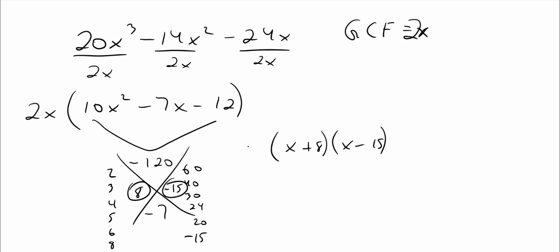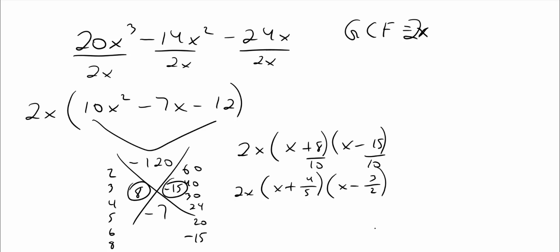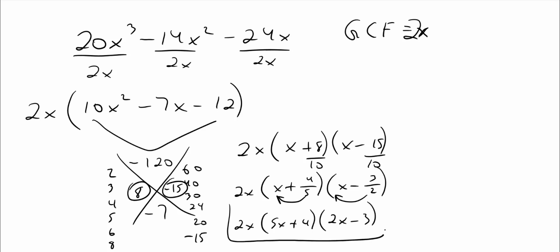And don't forget the 2x in front. Okay, now remember, don't forget the step, you're dividing by 10. Right, this is the slide and divide. So you get 2x, and that's going to be x, if I reduce that, x plus 4/5 and x minus 3/2. So I slide that baby. I got 2x, and so 5x plus 4 and 2x minus 3. And that, math fans, is your answer.